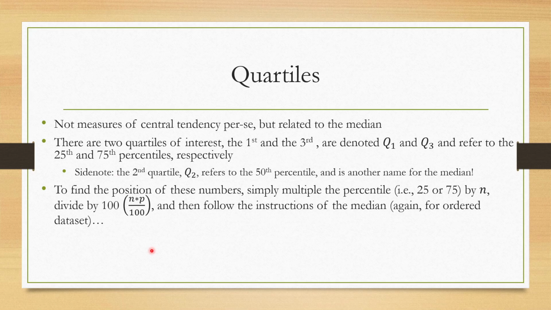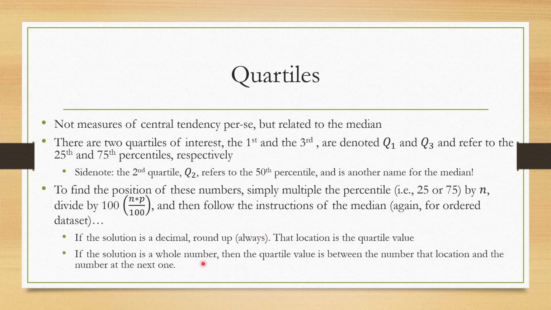Interestingly, for those of you who like math, if you plug in the 50th percentile for Q2, it reduces down to n divided by 2, the formula we used previously. Okay, everybody else who doesn't like math, you can stop closing your ears. All right, so again, if the solution is a decimal, round up always, and then that's the location. But if the solution is a whole number, just like before with the median, then it's between that number and the one that's next up. So let's give this a shot.